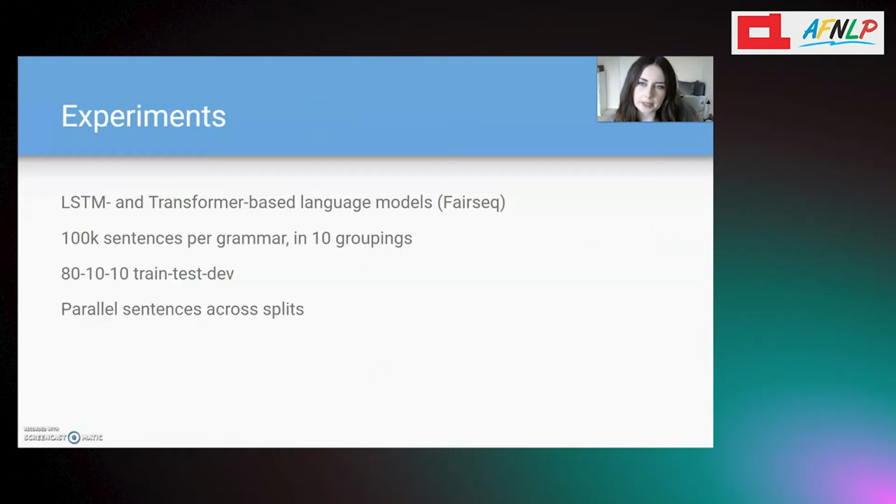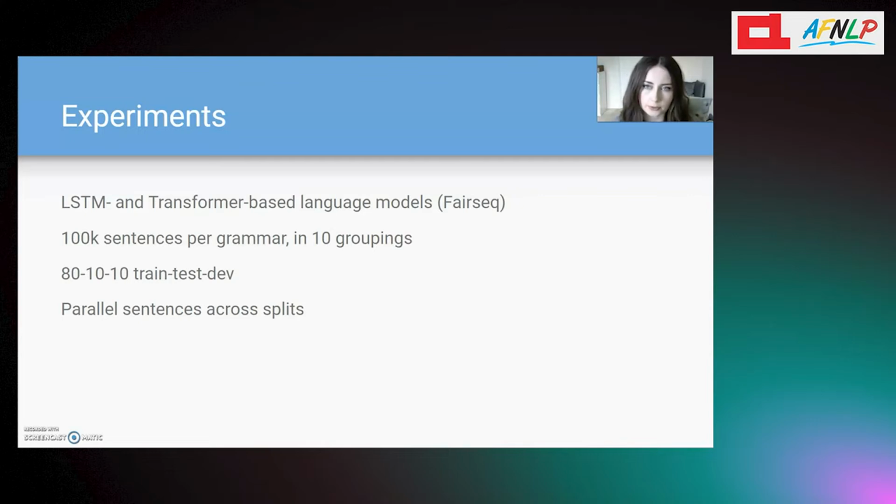So our experiments, once we have our 64 parallel artificial language corpora, we use them to train and evaluate language models. In this case, we tested both LSTM and transformer-based models. So for each grammar, we had 100,000 sentences, which were split into 10 splits, each of which was then divided into train, test, and dev sets in an 80-10-10 split.